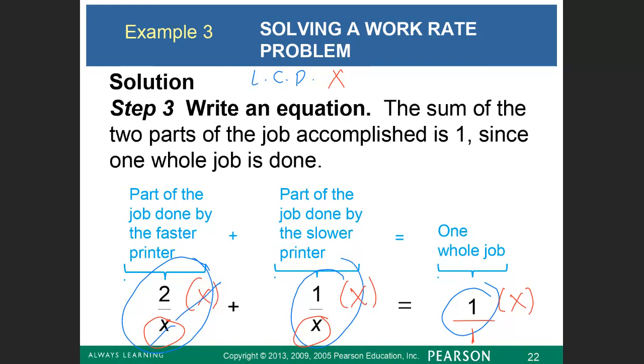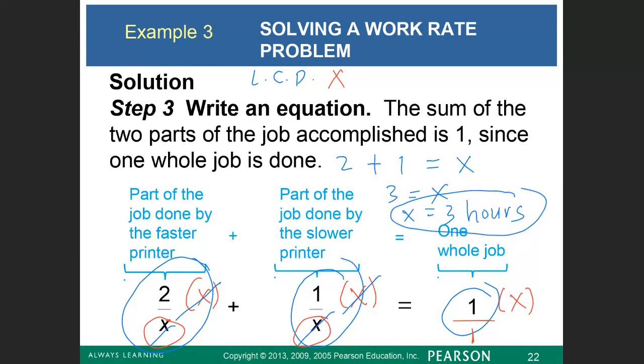So what's left would be just 2 plus, your x would be cancelled out on the second term, be 1 is equal to x. So therefore, you'll get 2 plus 1, that would be 3, and you will get x is equal to 3. Let's write that out at the bottom. X is equal to 3. And this is in terms of number of hours, because that would be the question asked. So you put the unit hours, and that would be your answer.